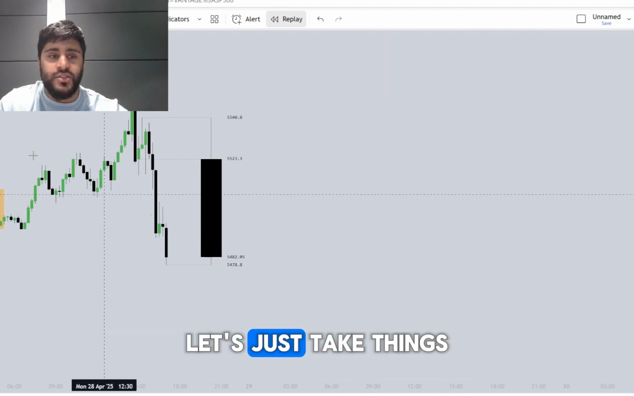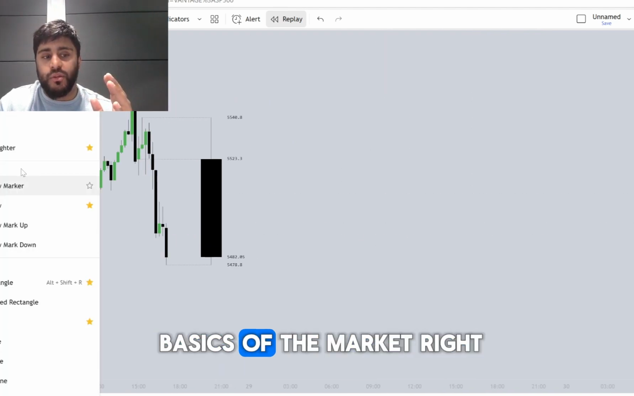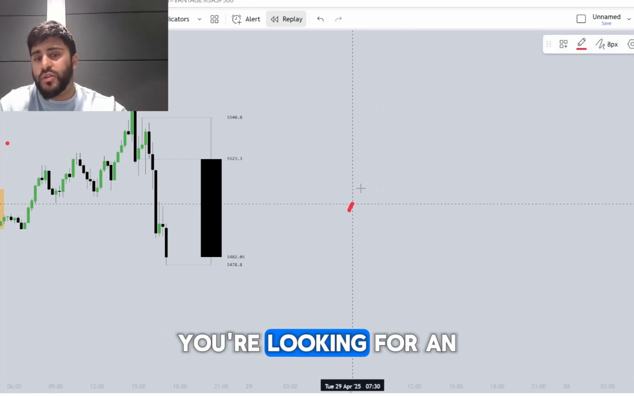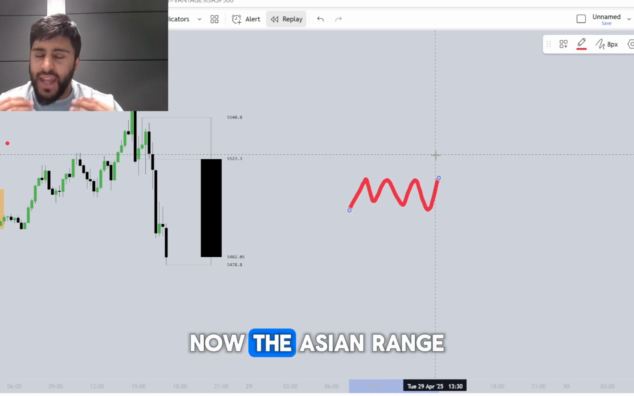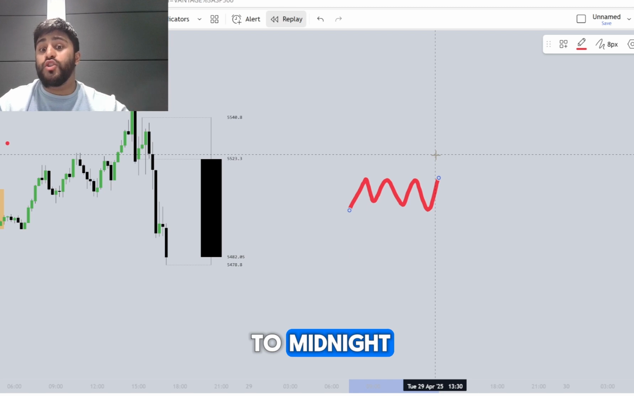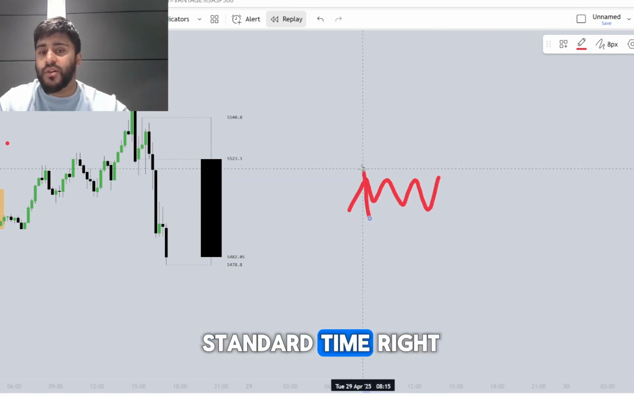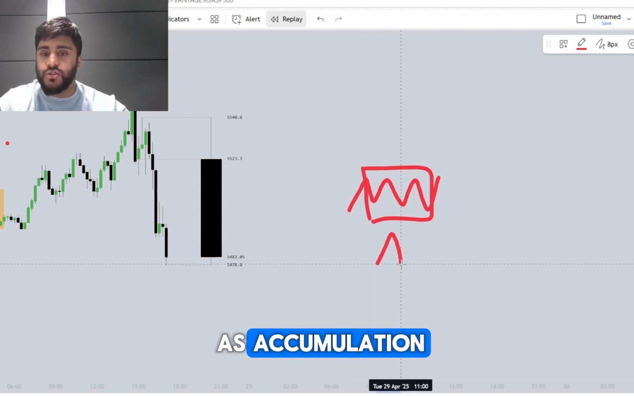There's a couple of things. Let's just take things over to the side. It's really simple when you understand the basics of the market. What you're looking for is an accumulation in price. This is typically the Asian range. Now, the Asian range is from 7 p.m. to midnight New York time or Eastern Standard Time. So this is your accumulation. Let's label this here as accumulation.